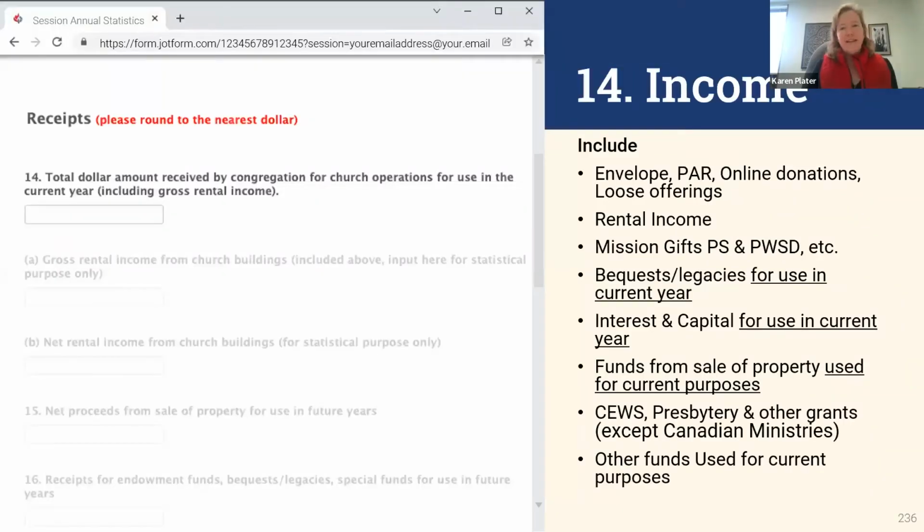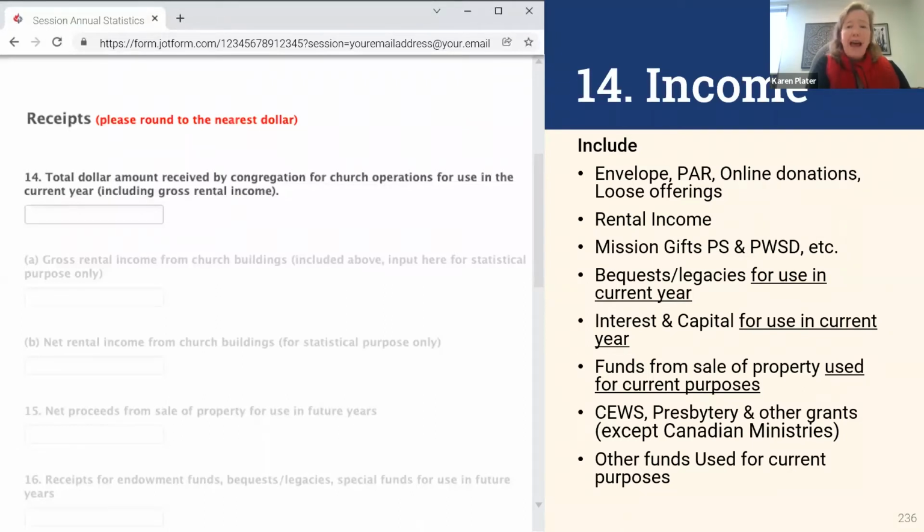So line 14, this is the biggest line, biggest explanation. In fact, it's going to spread over 2 pages. In line 14, this is where you're going to include your envelope, your PAR, your online donations, and your loose offerings. It also is going to include the rental income for the current year. It's going to include any mission gifts for Presbyterian Sharing, PWS&D, any other external missions that you're supporting, ecumenical ones, any type of mission support that you have.